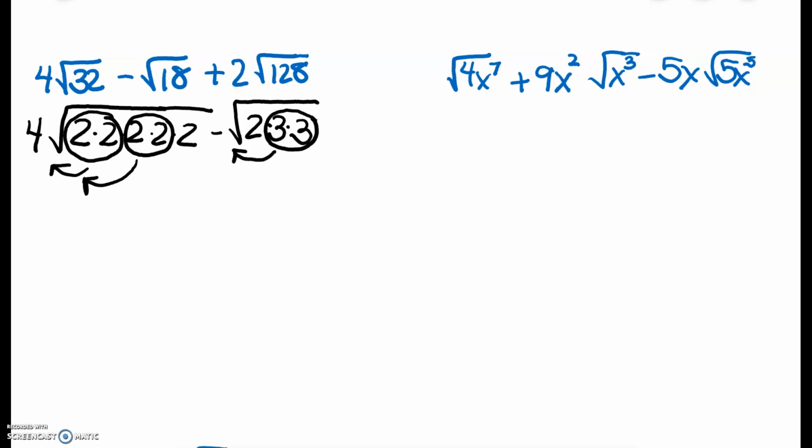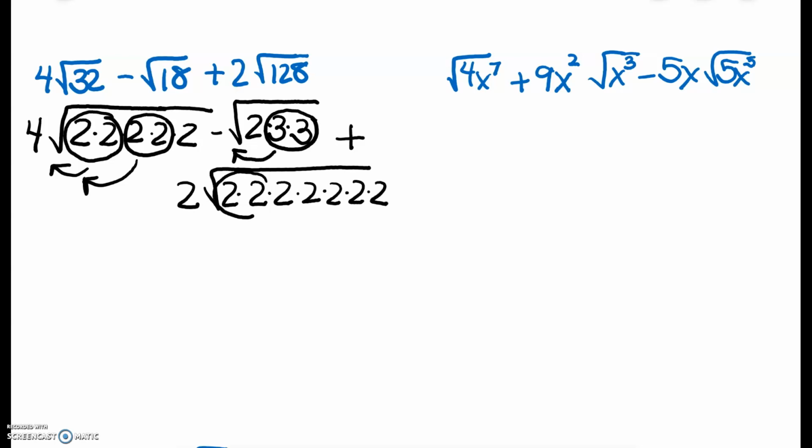And now 128 is going to be a big one. Plus 2 times the square root of, well, 128 is 2 times 64, which is 2 times 32, which is 2 times 16, which is 2 times 8, which is 2 times 4, which is 2 times 2. How many groups of 2 do I have here? I have 3 groups of 2. So I get to pull 3 groups of 2 out of this problem.